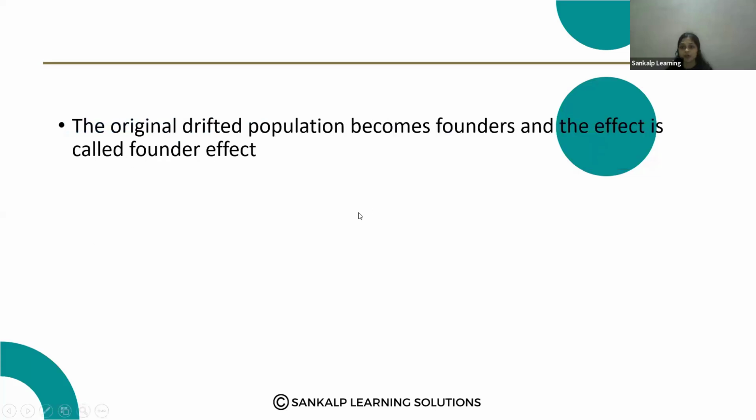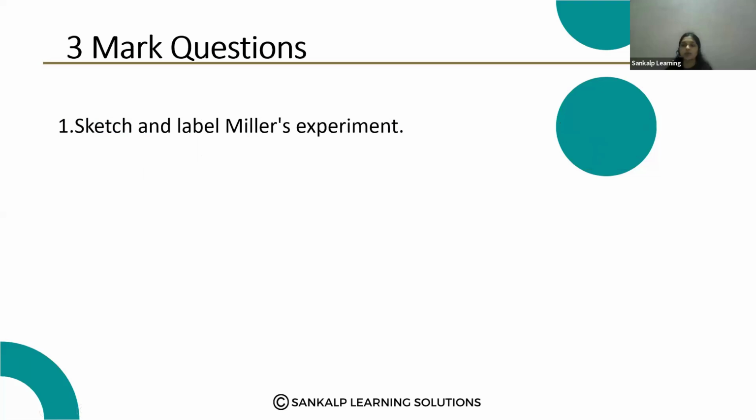Then what is the founder effect? The original drifted population becomes the founders. When the drifted population becomes the founders in a new place, that is called the founder effect. So these are some 2-mark questions we have discussed. Next we are discussing some important 3-mark questions.